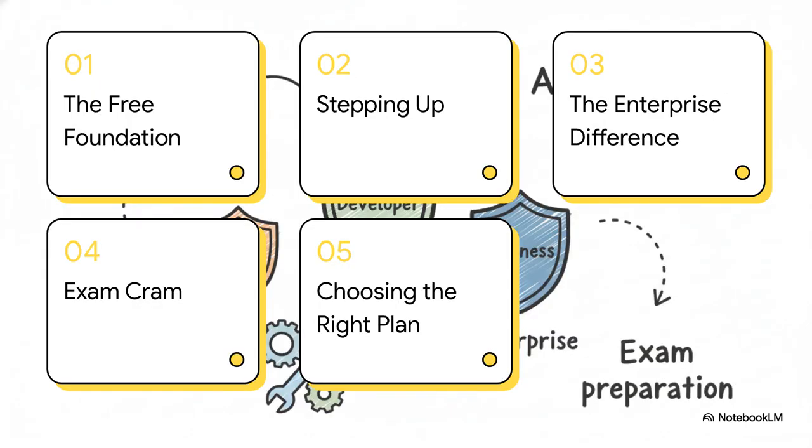Here's our game plan. We're going to start with the free basic plan. That's the foundation for literally everyone. Then we'll climb the ladder to the paid tiers, developer and business. From there, we'll explore what makes the enterprise plan so different. And then, this is the important part, we'll zero in on the key comparisons for your exam and wrap it all up with a simple way to figure out the right plan for any exam scenario they throw at you.